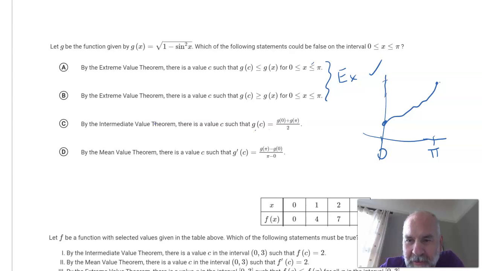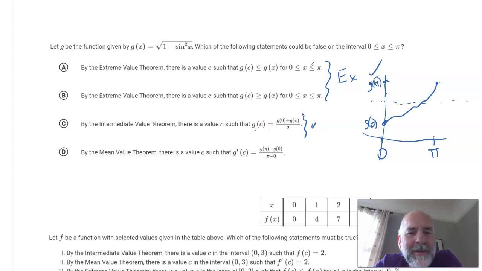So if this is g of pi, and this one here is g of 0, then at some point I have to achieve the average of the two of them. That's thumbs up on the intermediate value theorem. It's continuous. Because it's continuous, that's totally okay. And at some point, you're going to hit the average between the beginning and the end, in between the two.